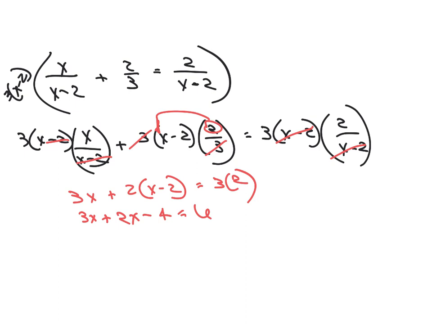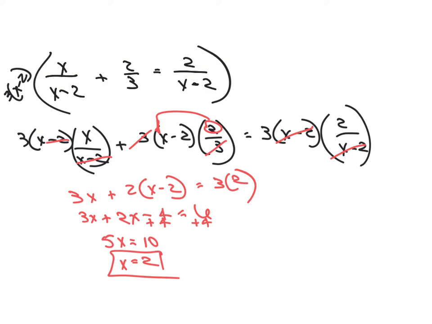So I'm going to bring my 3x and my 2x together. And I'm going to add 4 to both sides. And that gives me 5x equals 10. My x equals 2. Okay, so that ends up being my answer.